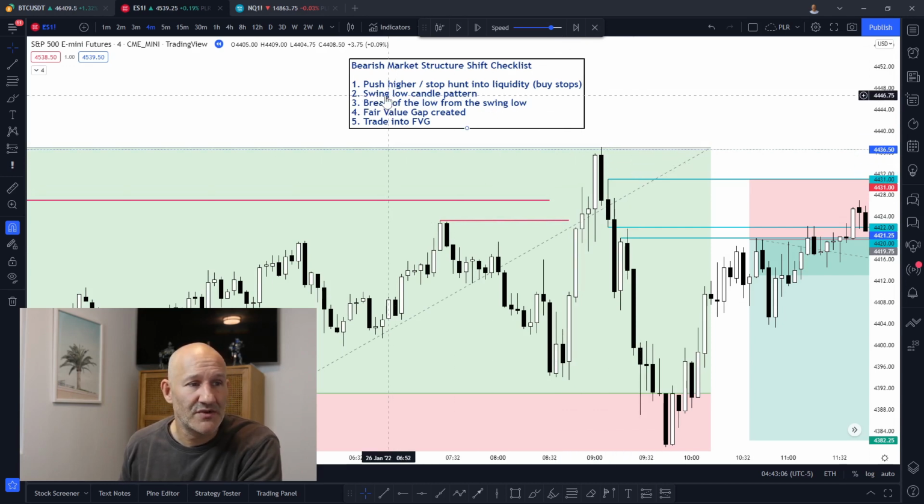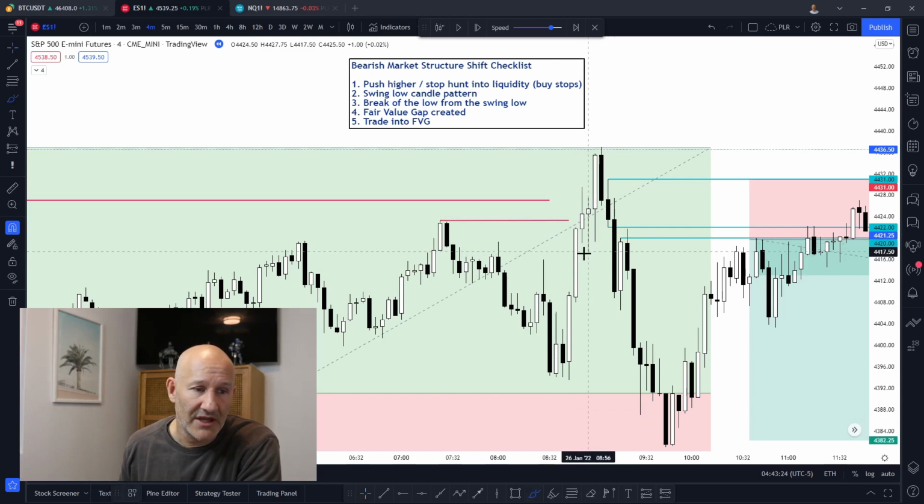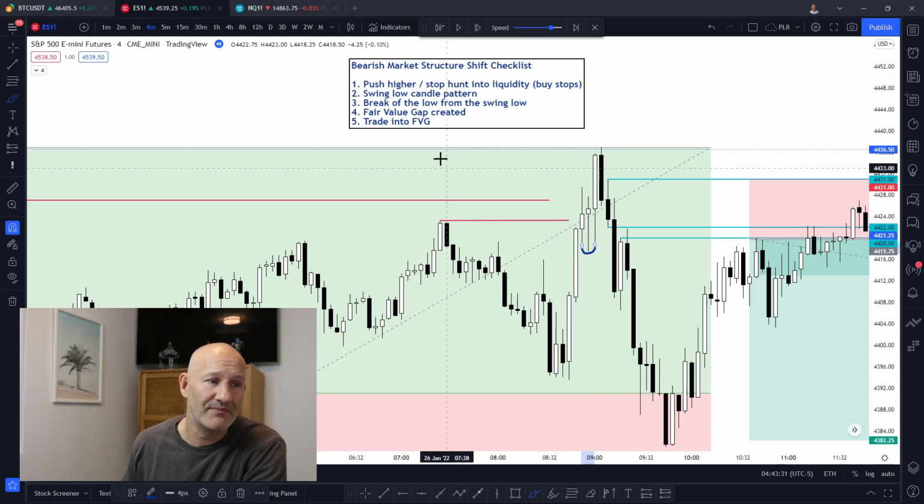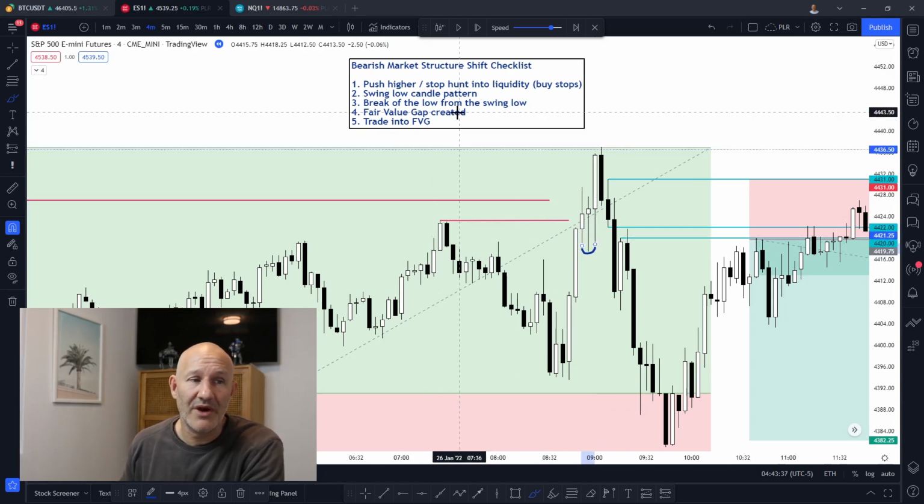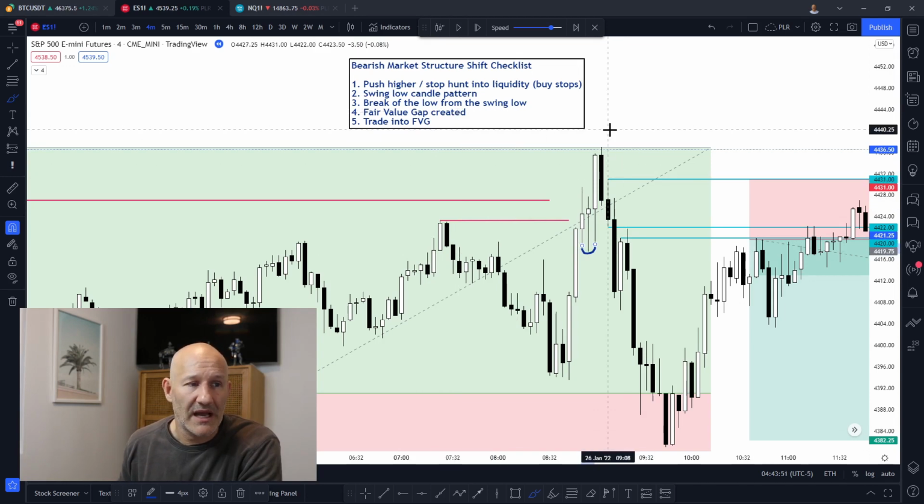The second is do we have a swing low candle pattern? And remember from the other videos is that swing low pattern is the middle candle has the lowest low, and then the 2 candles beside it have lows which are lower than that point. So that creates that swing low pattern, which we have, right here. So that's here, I'll mark that up. We have that swing low pattern there. So we have that in this particular setup. So the next point is, do we have a break of the low from the swing low? And so yes, we do.